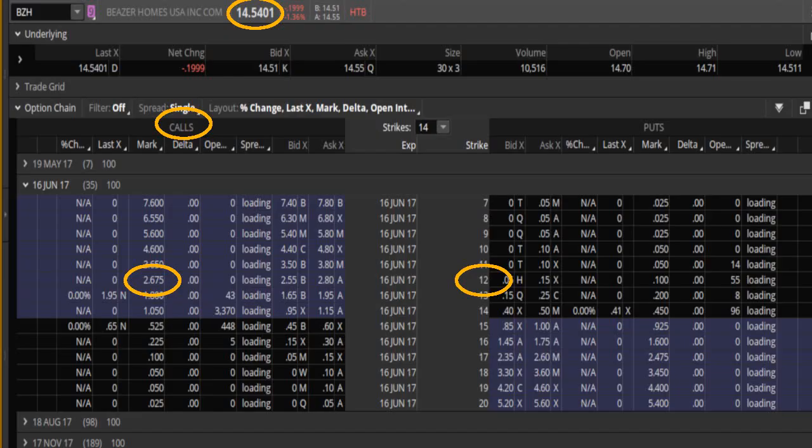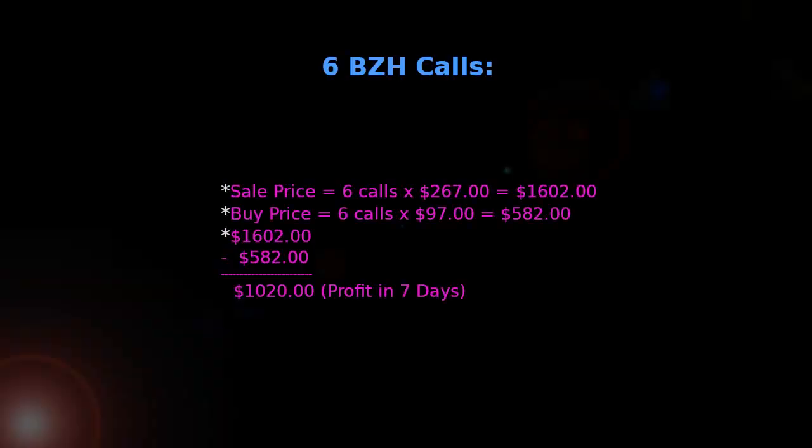The value of these calls will then be worth $267. So our profit for these call option contracts is sale price, 6 calls times $267 equals $1,602. Purchase price, 6 calls times $97 equals $582. $1,602 minus $582 equals $1,020. Profit in 7 days.